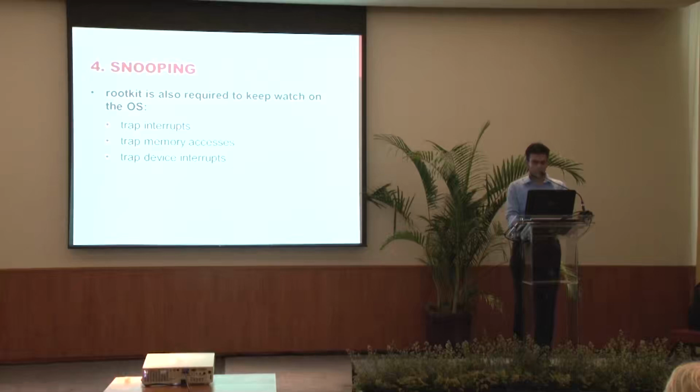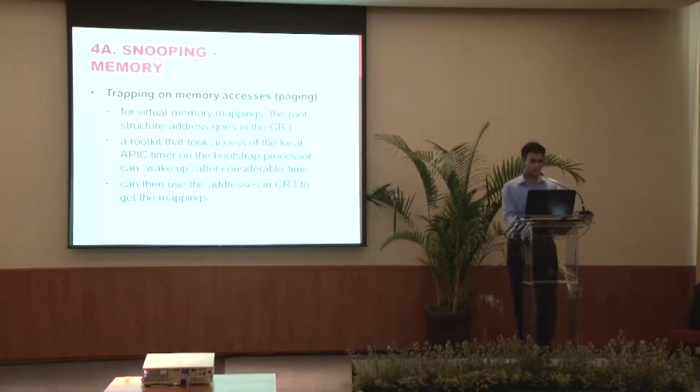Now, the rootkit is also required to keep watch on the OS. You can do this in three possible ways. You'd either want to trap interrupts on the system, trap memory accesses, or trap device interrupts. Trapping device interrupts is significantly different from trapping interrupts due to the way the device state is there. Now, trapping memory accesses is easy.